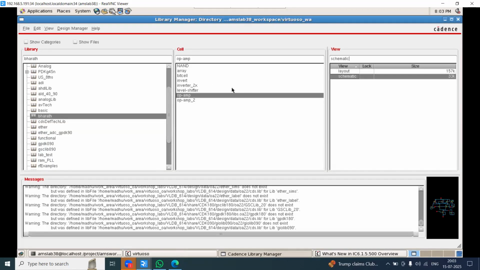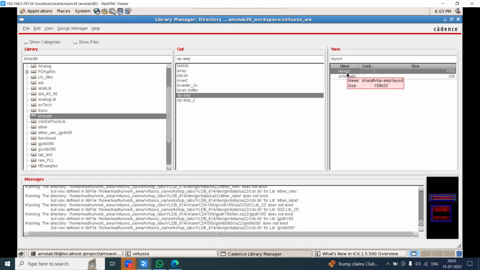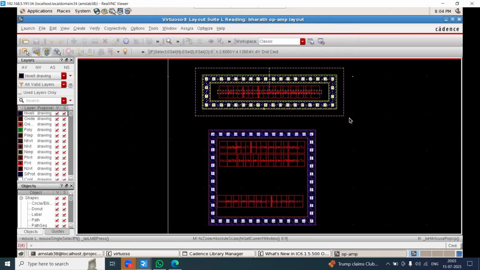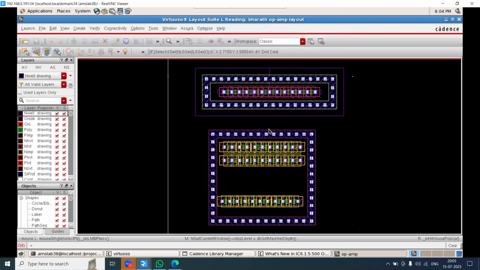I have not saved that one, ma, because I have edited that one now. Okay. Right now, I am opening the layout view. Here, normally analog blocks won't have much height constraints. Getting clear? But we need to follow the minimum DRCs and we need to make the cells.